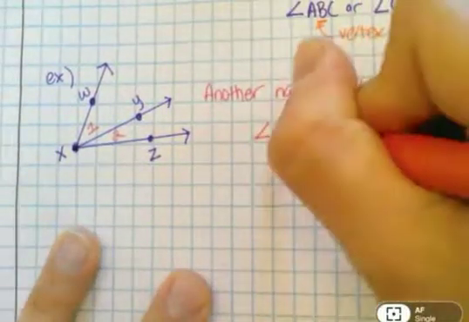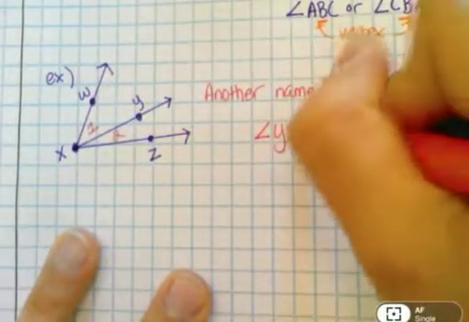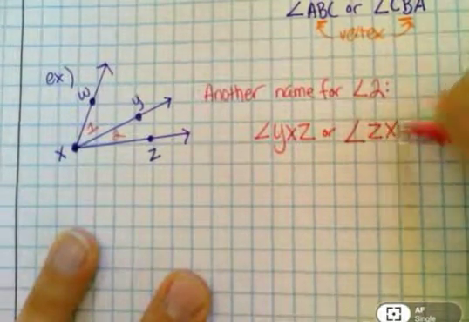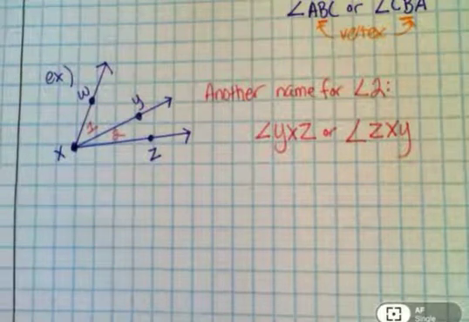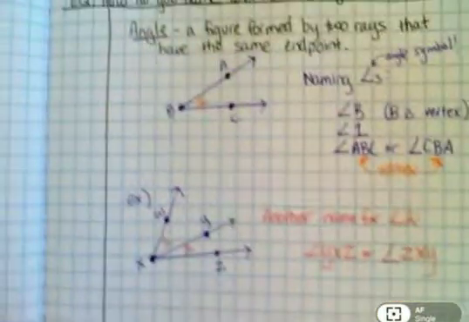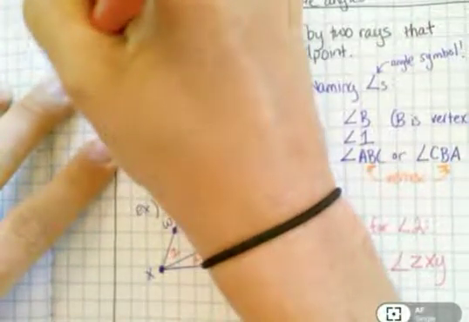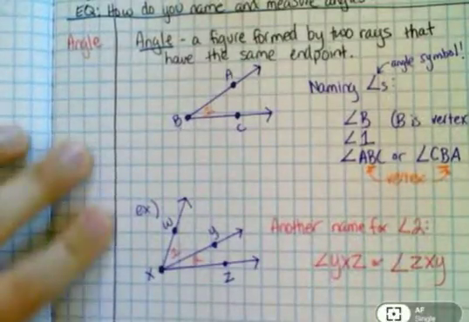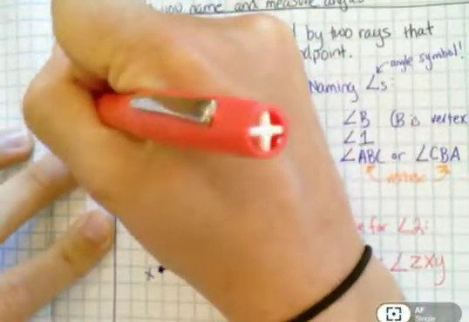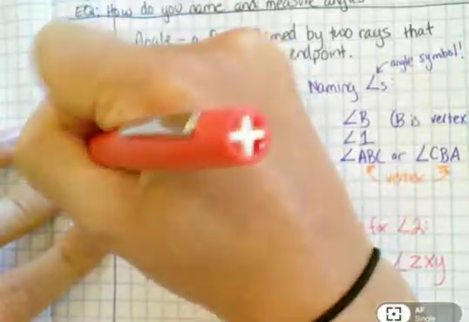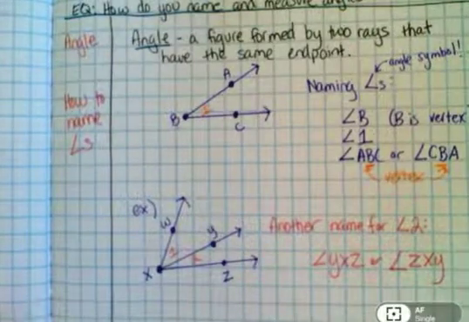So our options are angle YXZ, or angle ZXY. So that's how to name an angle, and I think it'd be a good idea to go ahead and start filling out our left-hand side. We have this vocabulary word here, and then this was kind of a discussion about how to name angles. And I'm going to abbreviate again, how to name angles.